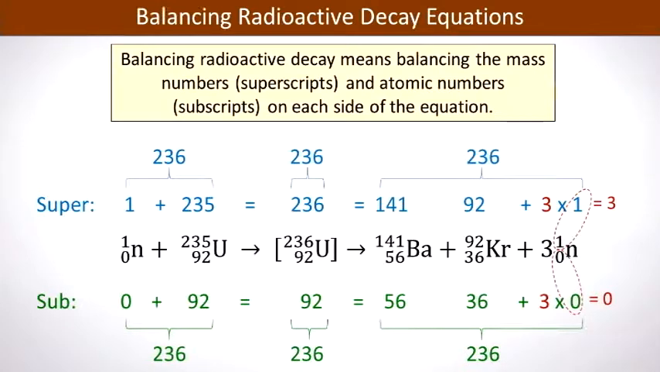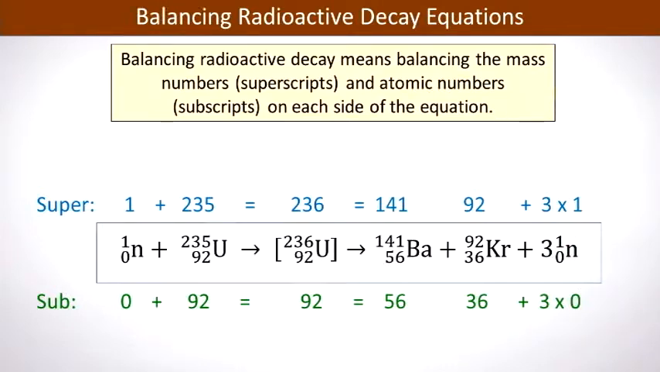It's important to note that neutrons are represented by 1/0, which means that in order to balance this, we must multiply the number of neutrons times 3 and the atomic number times 3. In the case of atomic number, we get 0. In the case of the number of neutrons, we multiply times 3 and we get 3. And this is what the final balanced equation looks like.